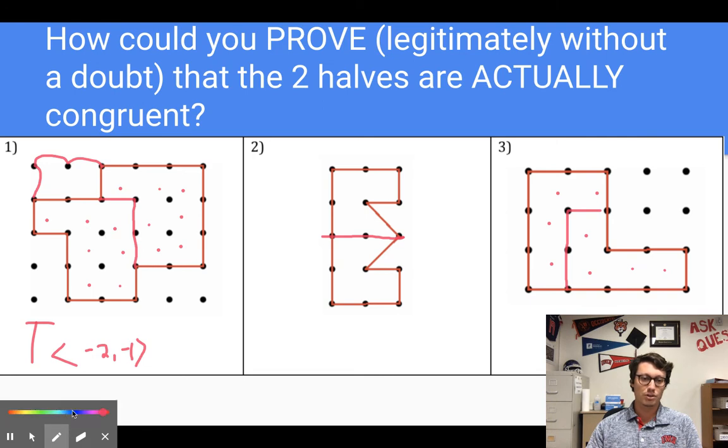I'm going to start using a different color. Okay, this one, how can you tell? How do you know for sure? Well, if you think about it, if we're cutting it in half right here along this line, this ends up being a reflection.